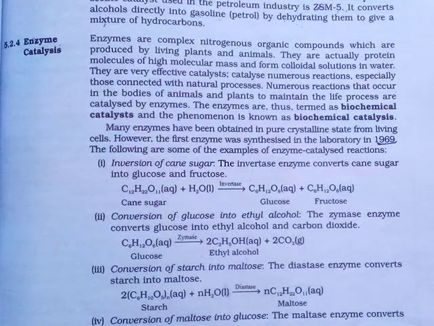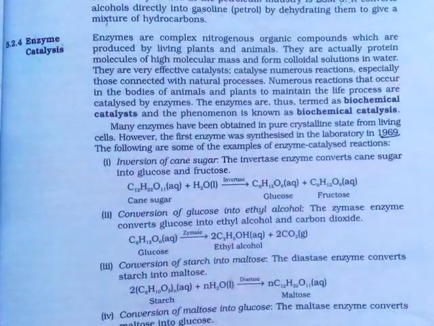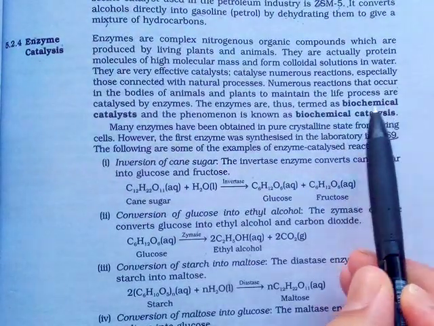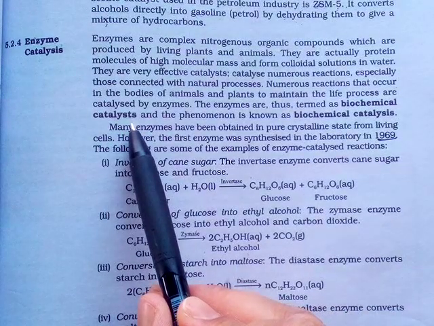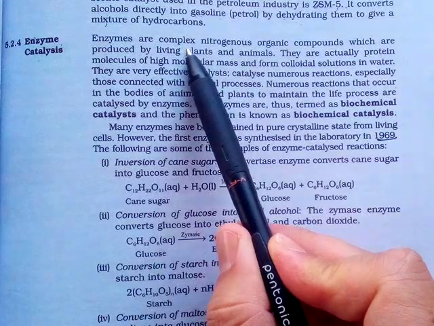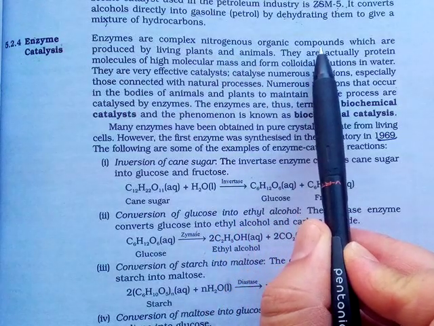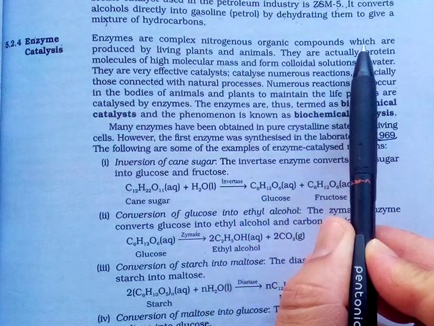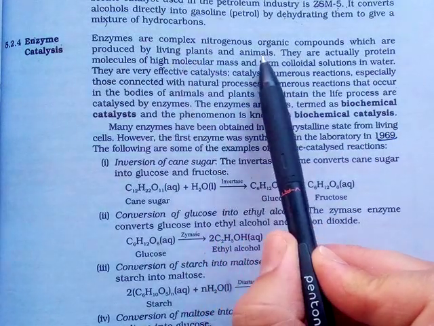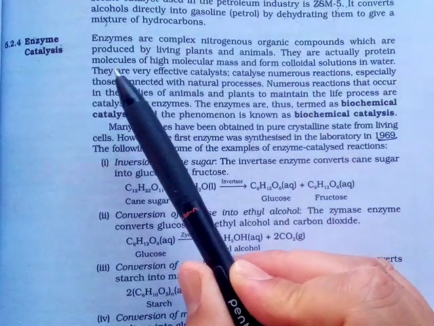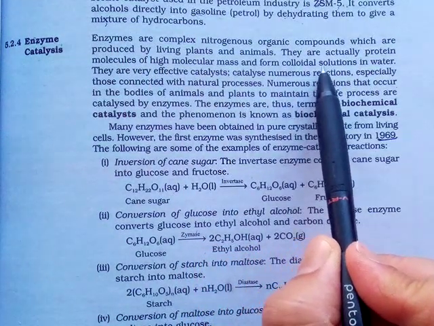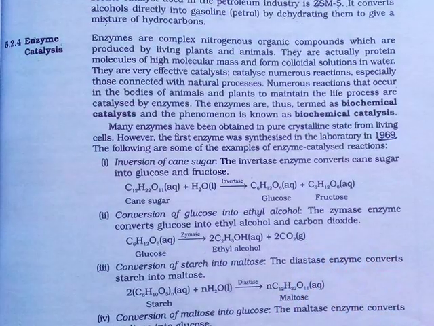Next topic we discuss here is enzyme catalyst. What are enzyme catalysts? These are basically biochemical catalysts. They are complex nitrogenous organic compounds which are produced by living plants and animals. They are actually protein molecules of high molecular mass and form colloidal solution in water.